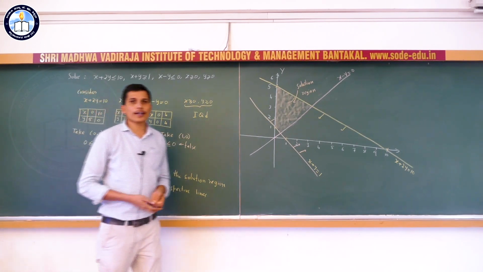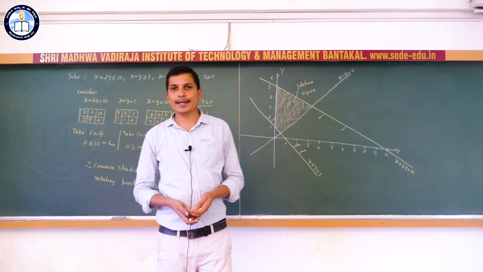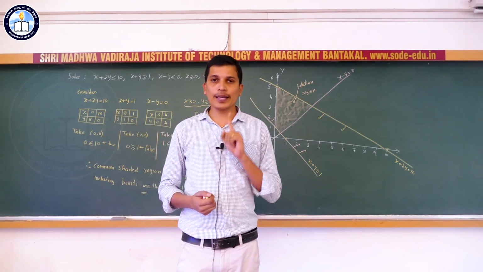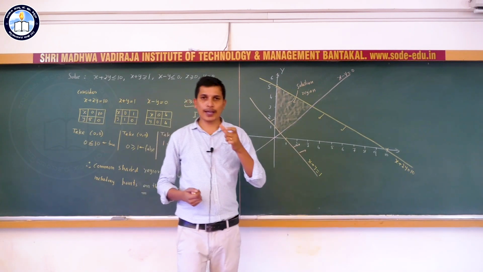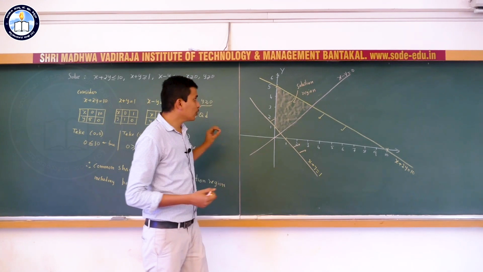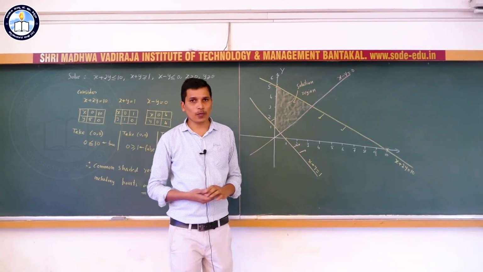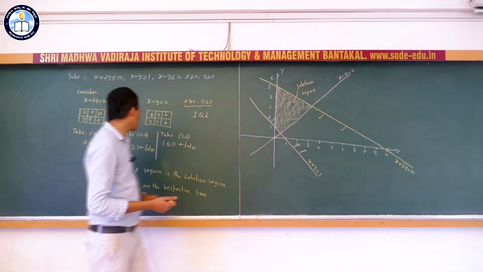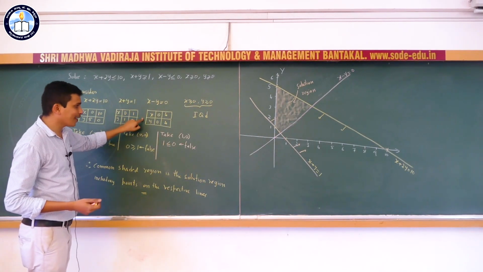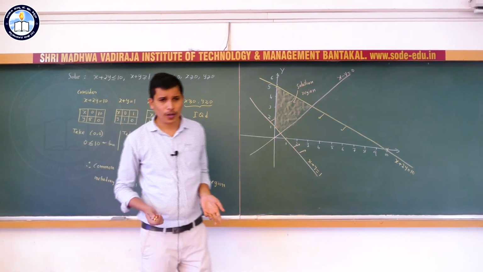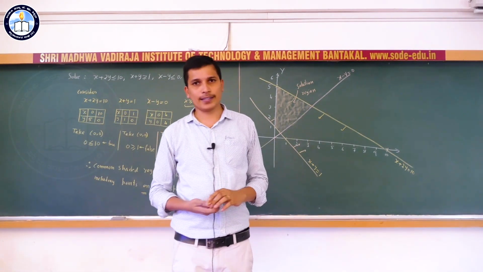So this is what the 2 variable linear inequality solution is about. And in case of a 1 variable inequality, when multiplying and dividing by a negative quantity, you should be careful. And in case of a 2 variable linear inequality, whenever the line passes through the origin, you should be careful while drawing that line as well as while taking that point. So this is what linear inequality is about. Thank you.